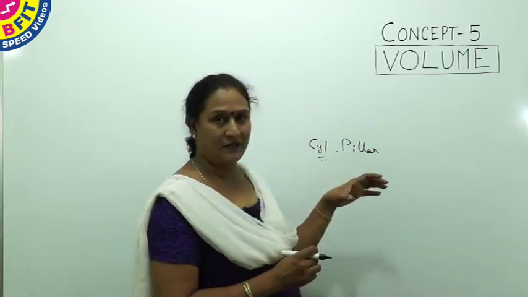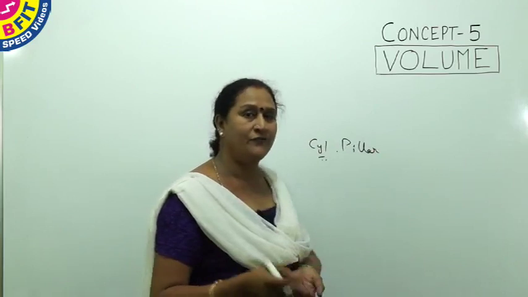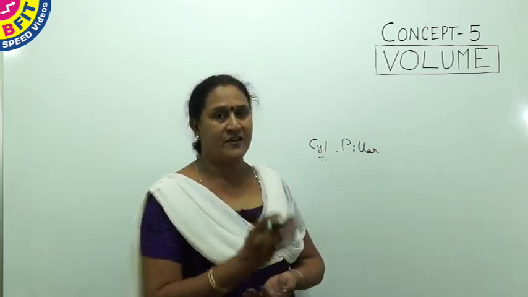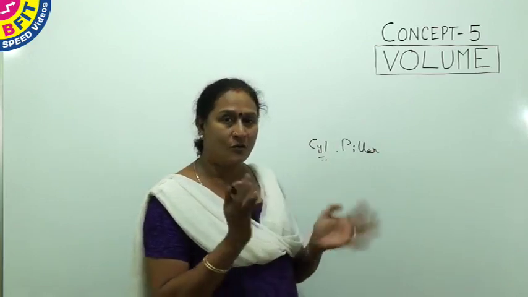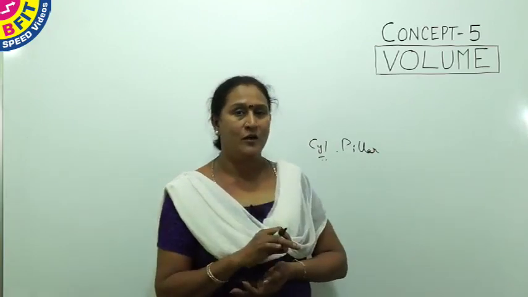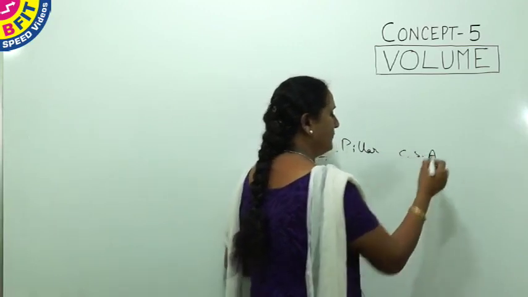So for a pillar, the top is in the ceiling and the bottom is in the floor, so only the curved surface area is needed. For the type of question where only the outer surface area, not the top and bottom, is required, we'll find the curved surface area.